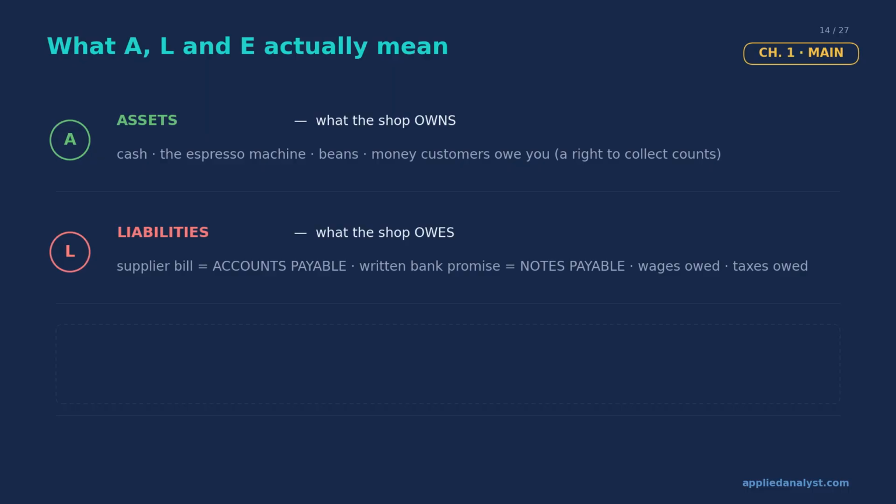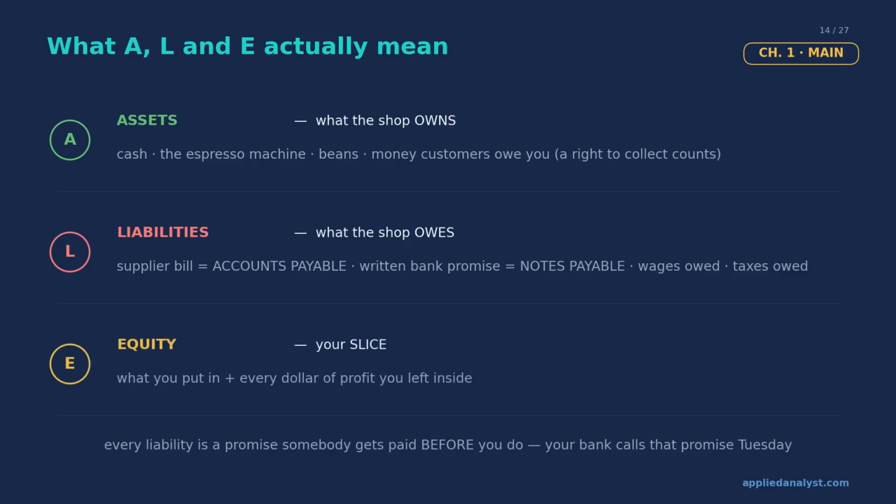The unpaid supplier bill is accounts payable. A written promise to the bank is notes payable. Wages owed, taxes owed, all of it. Every liability is a promise that somebody gets paid before you do, and your bank politely calls that promise Tuesday. And owner's equity is your slice, what you put in, plus every dollar of profit you left inside the shop.